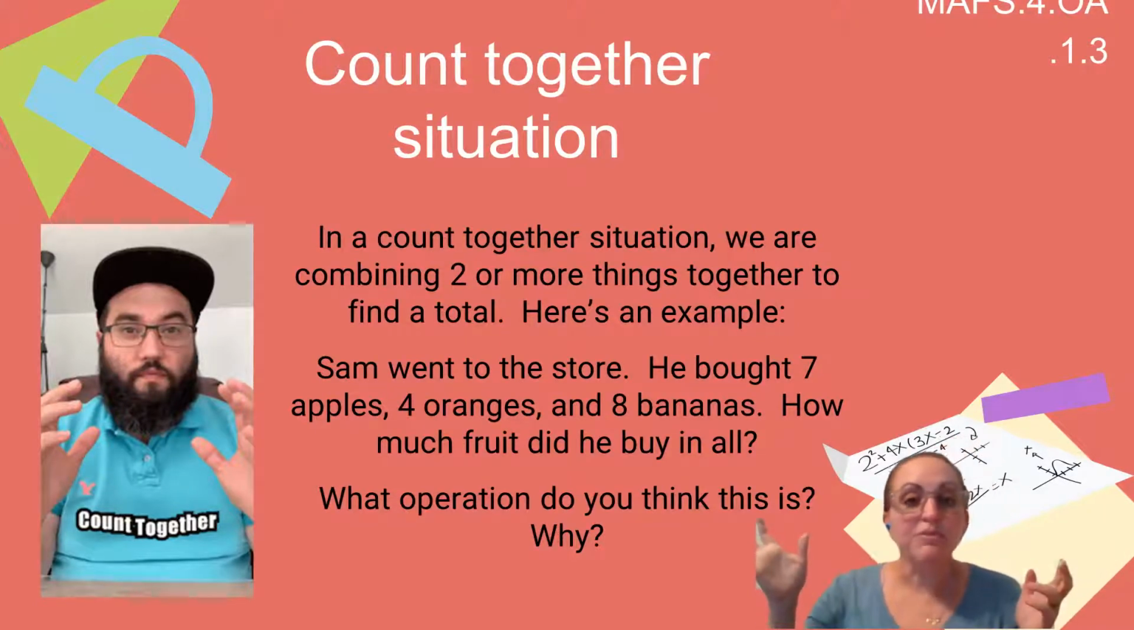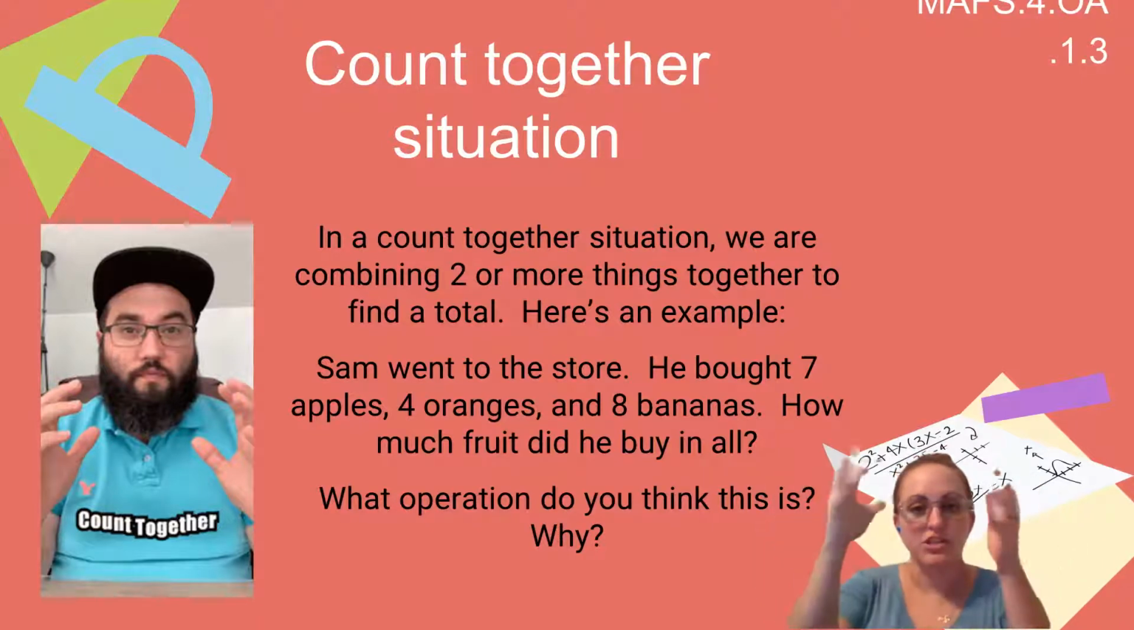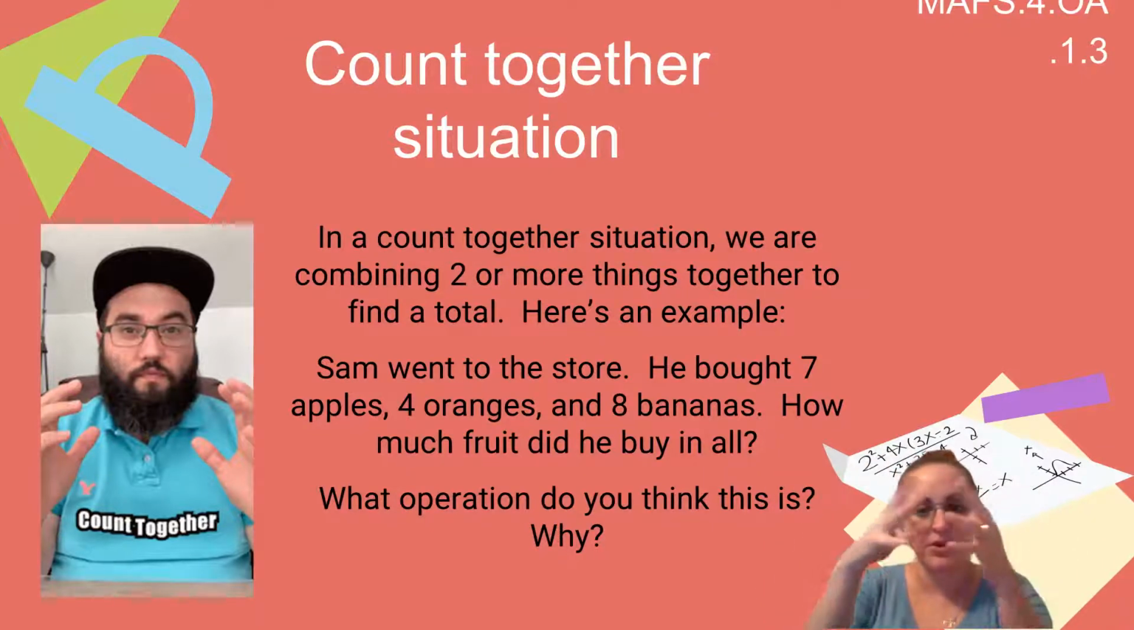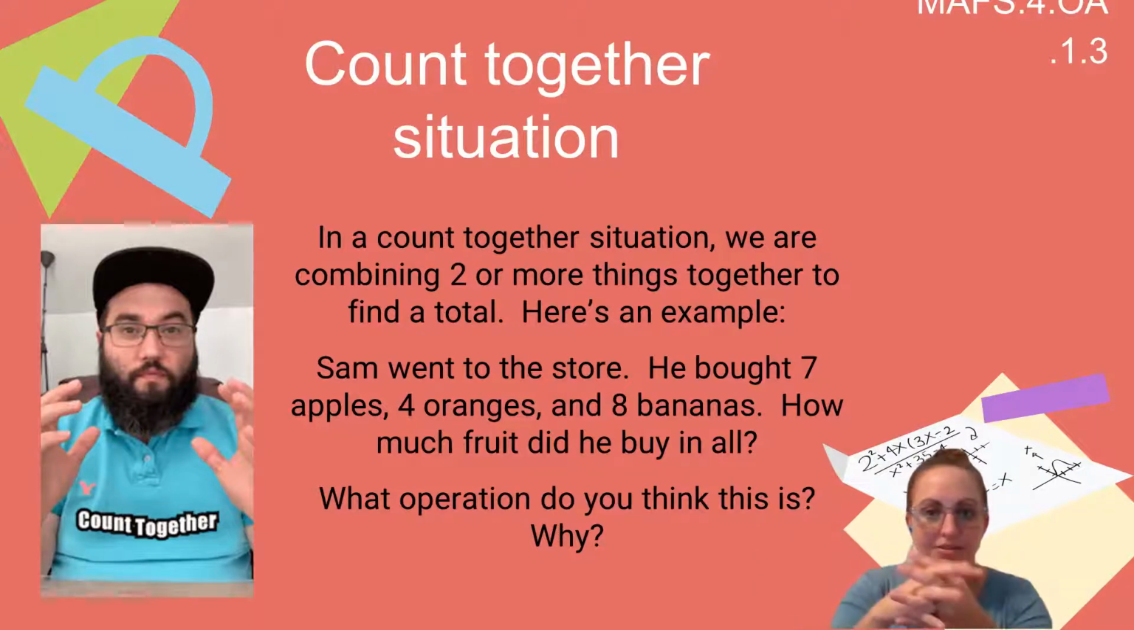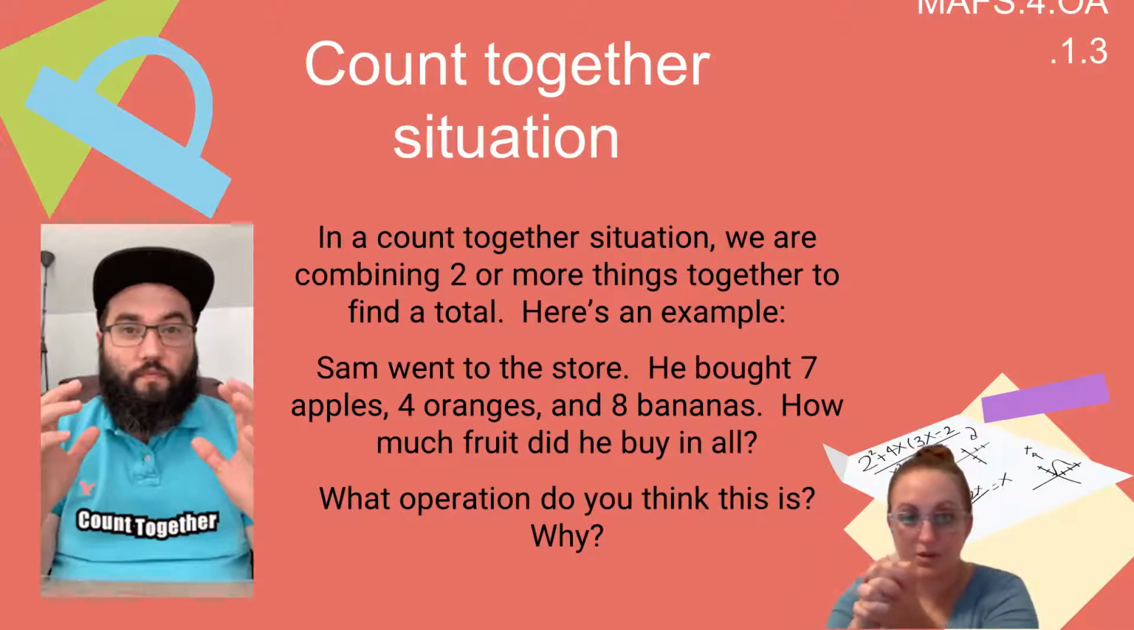So the first type of situations we have are count together situations, and this is the hand motion for this. And while you're watching this video, I want you guys doing this hand motion with me. Count together situations. What am I doing? I'm putting my hands together, right? That's exactly what my hands are doing. In addition situations, that's exactly what you're doing. You're putting groups, or you're putting items together. That's really all it is.